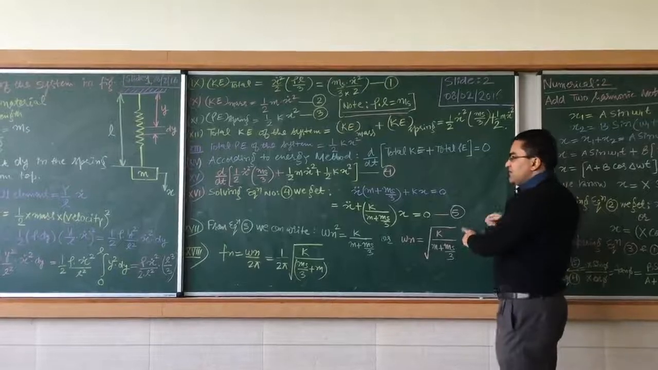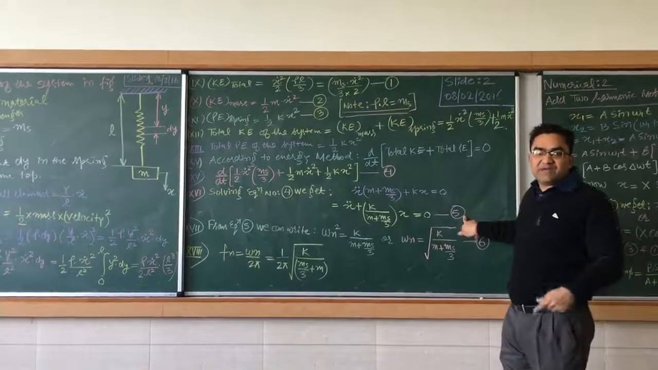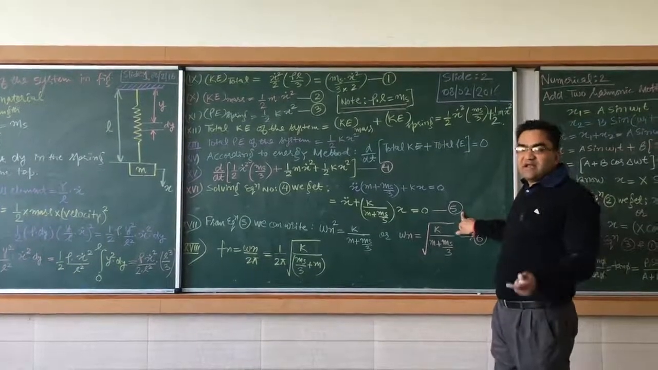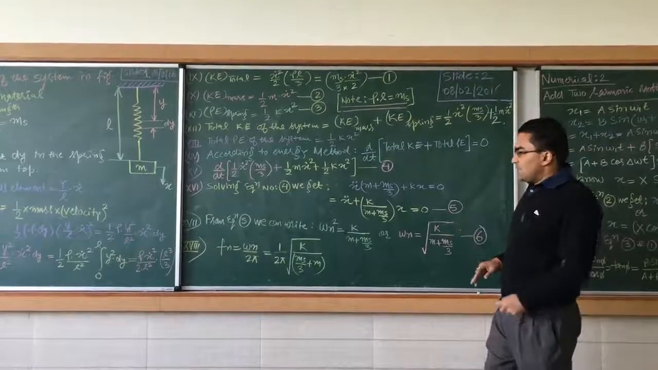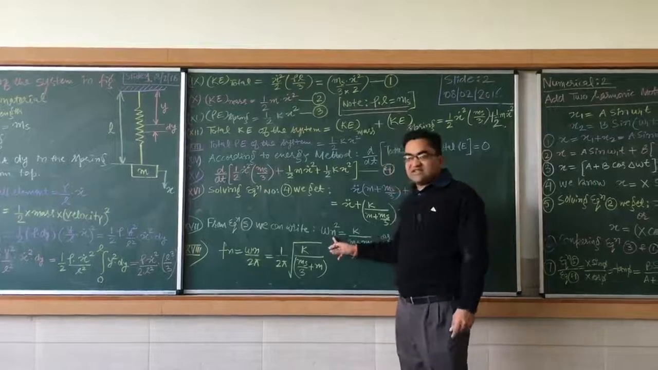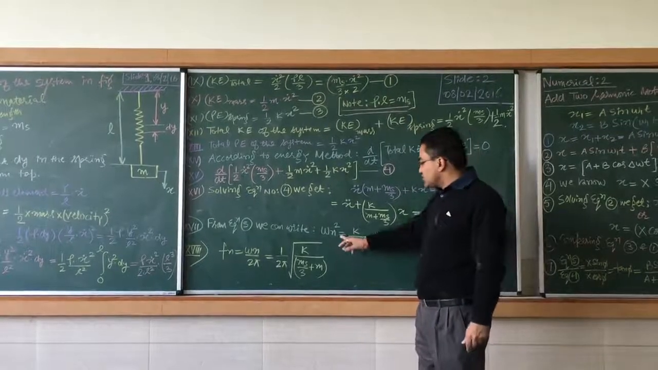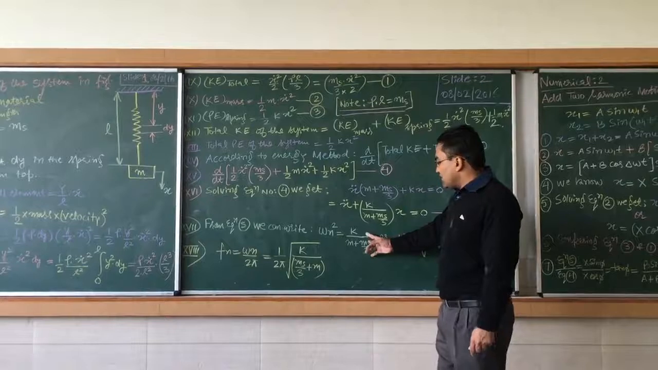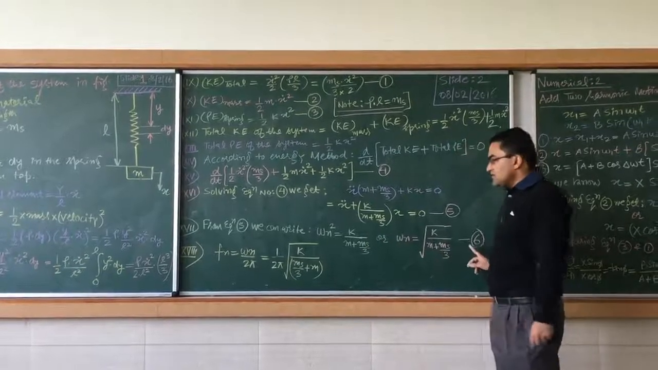So the equation number 5. Equation number 5 can be compared with the fundamental SHM equation, and by comparing it with the fundamental SHM equation, I can write omega n square, that is the natural circular frequency, equal to k by m, and omega n equal to equation number 6.